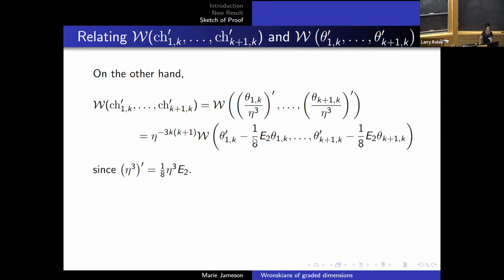Why is it 1/8 times E2? It's just because that's the logarithmic derivative of my denominator eta cubed. Okay, so basically, I want to show now that this Wronskian here is the same as the Wronskian of just theta prime in each entry.